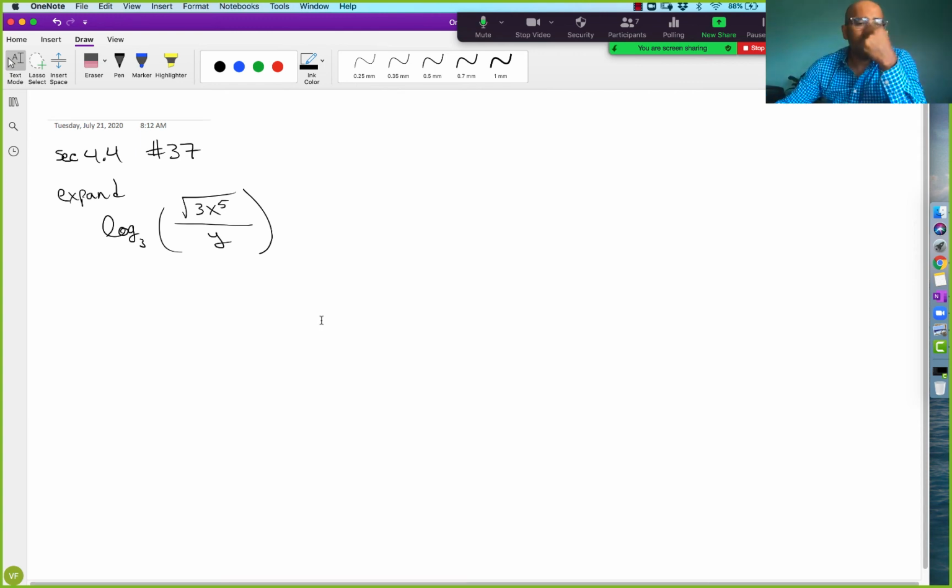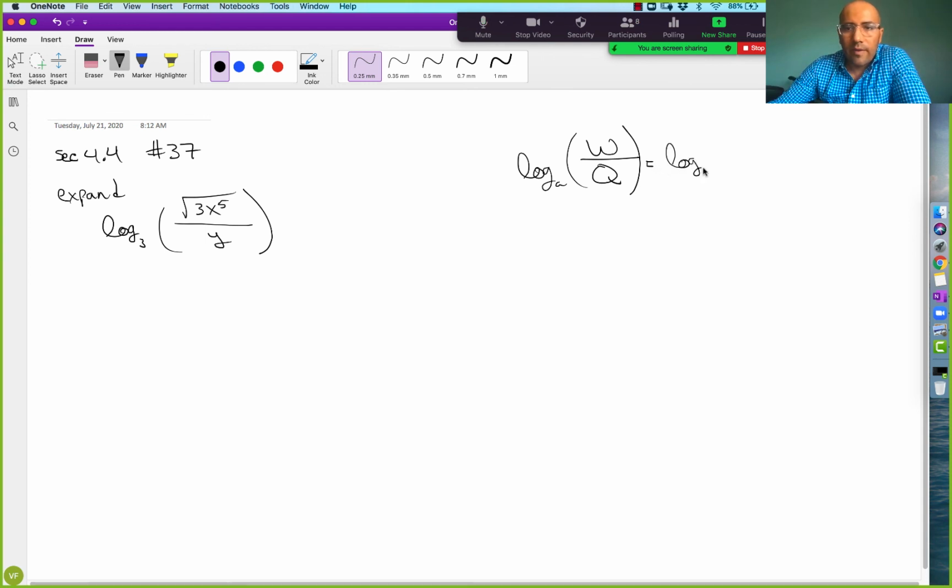Okay, so expand log base 3 of, and then we have this inside our root. So I'm just going to use a little bit of algebra to manipulate this a little bit. And also the first rule I want to take advantage of is this one. In general, we have that log base a of a division of something in the argument, say w divided by q, is equivalent to log base a of w minus log base a of q. Right? So that's one of our rules.